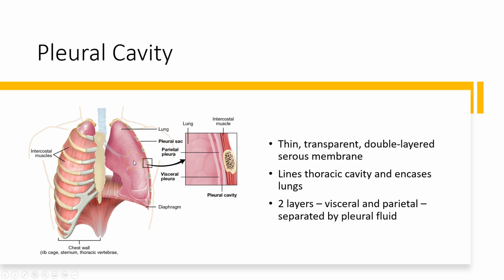Our lungs are housed within the pleural cavity. The pleural cavity is a thin and transparent double-layered serous membrane. You can see in this picture where it lines the thoracic cavity and completely encases the lungs. There are two layers to the pleural cavity. Inside here you can see the visceral pleura, and outside there is the parietal pleura. These pleura are separated by a pleural fluid.